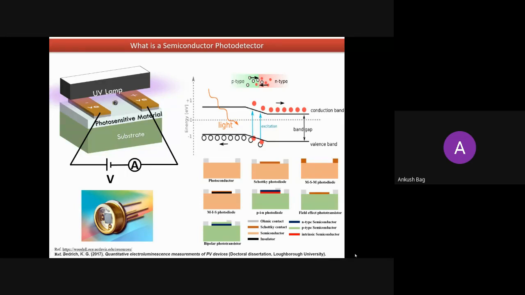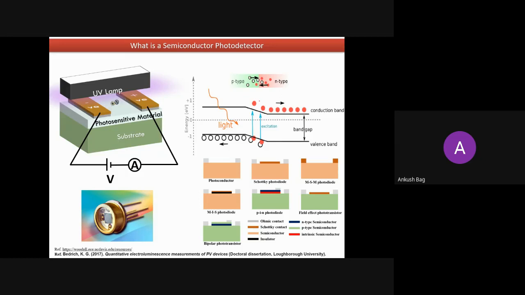Now, this can also be seen from the band diagram point of view. This is a PN junction type photodetector. Let me take this cursor. Just hold for a second. It seems my writing pad is not working. Okay, I'll work with the mouse.